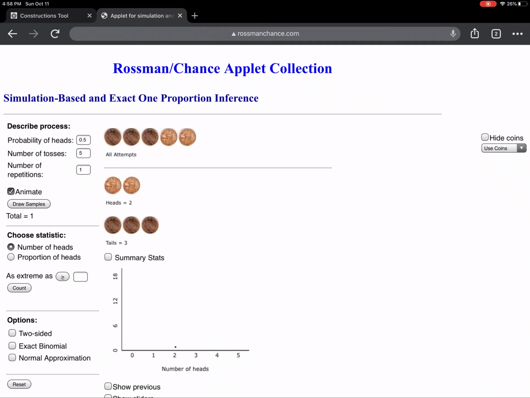In this case, we got 2 heads, and we've got a dot down here on the bottom that shows us that there's 2 heads. If we did this again, now we've done it twice. This time we had 3 heads, and notice we've got the 2 and the 3 graphed. At the moment, it's not looking very normal. But the idea is, what happens if I keep clicking this draw samples?